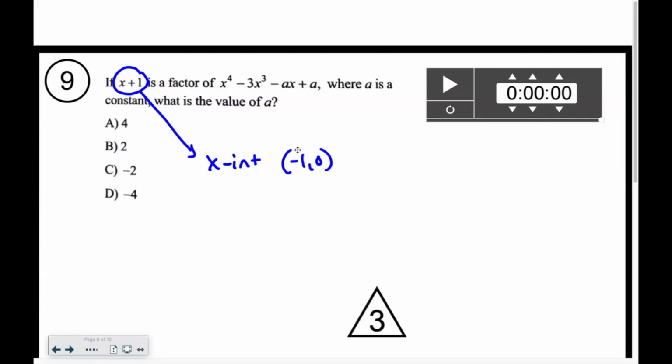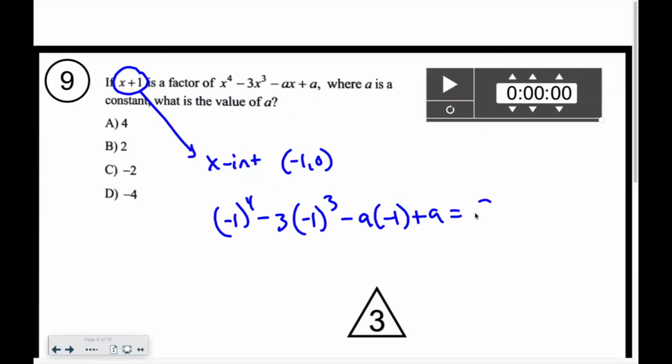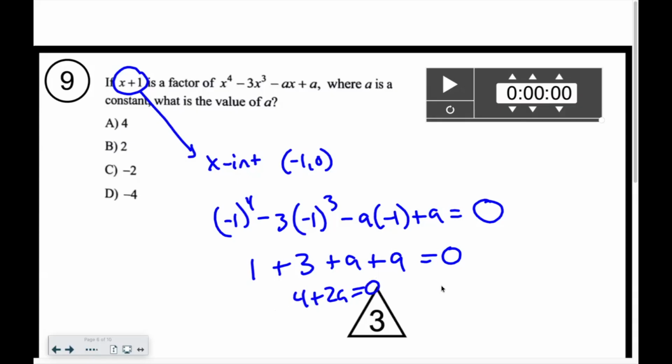what that means is if I plug in -1 for x, that has to equal 0. So this way just depends on how quickly you can do math. This is just 1. This is -1 times -3, so +3. This is plus a, and then I get 4 plus 2a equals 0. And then I get 2a equals -4, and then I can see that a is -2.